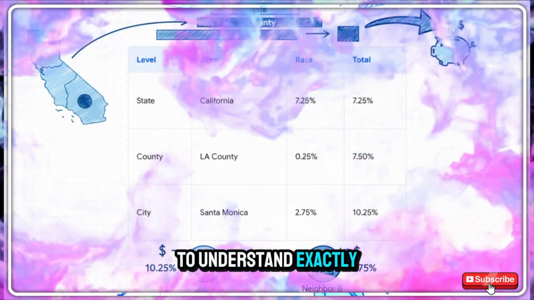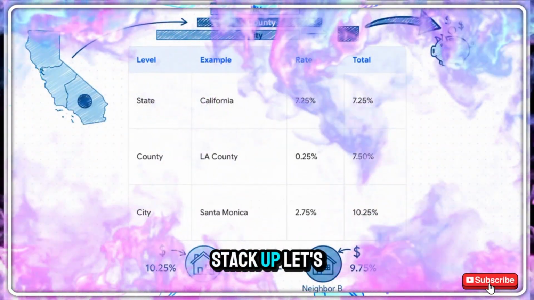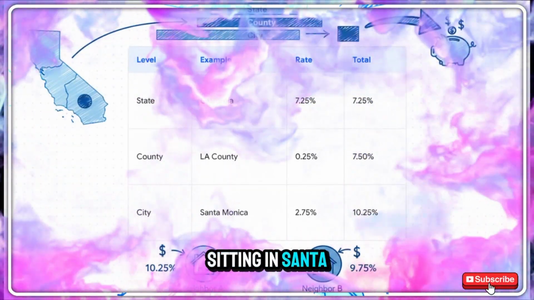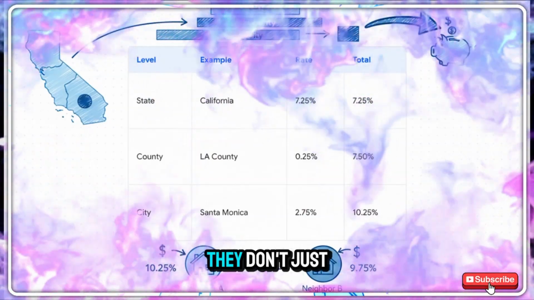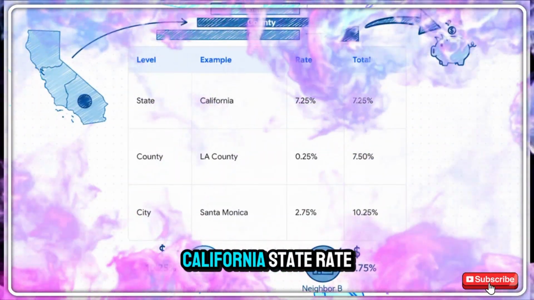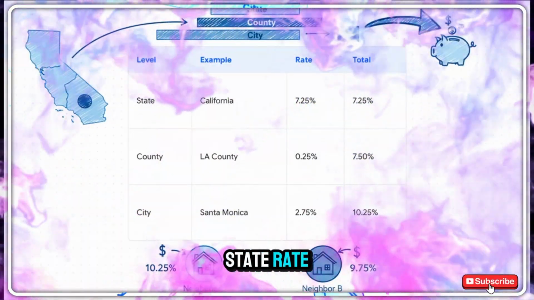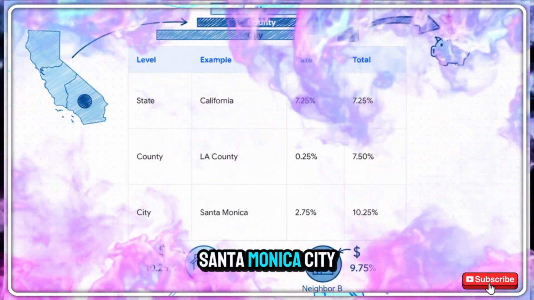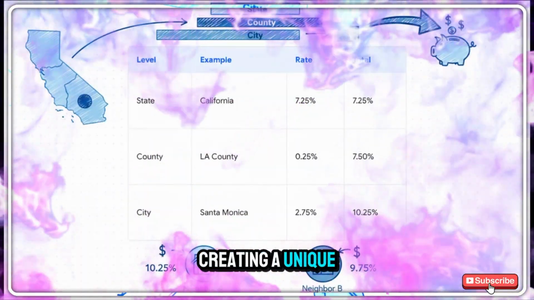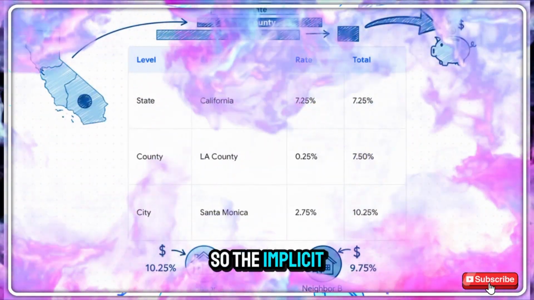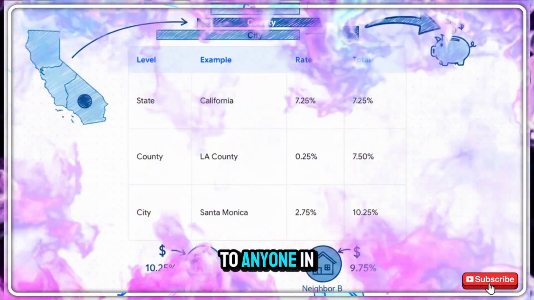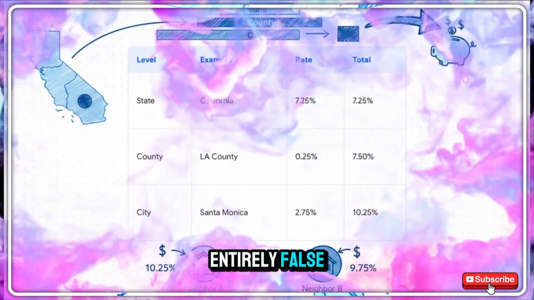To understand exactly how these cumulative taxes stack up, let's consider a specific example, like a buyer sitting in Santa Monica, California. They don't just pay a flat California state rate. They pay the state rate plus the Los Angeles County rate plus a specific Santa Monica City rate, creating a unique cumulative total. So the implicit assumption that you can just broadly charge a generic California rate to anyone in the state is entirely false.